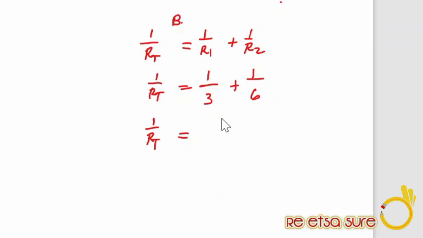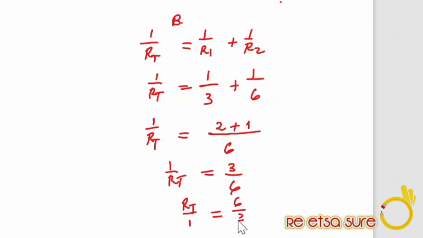We will get something like, let me just determine the LCM. What is the LCM of 6 and 3? It is 6. 3 goes how many times into 6? 2 times. 2 multiplied by 1 is 2, plus 6 goes how many times into 6? Once. 1 multiplied by 1 is 1. Therefore 1 over RT is equal to 2 plus 1, which is 3 over 6. And then obviously we are looking for RT. I'm going to say RT over 1 is the same as 6 over 3.